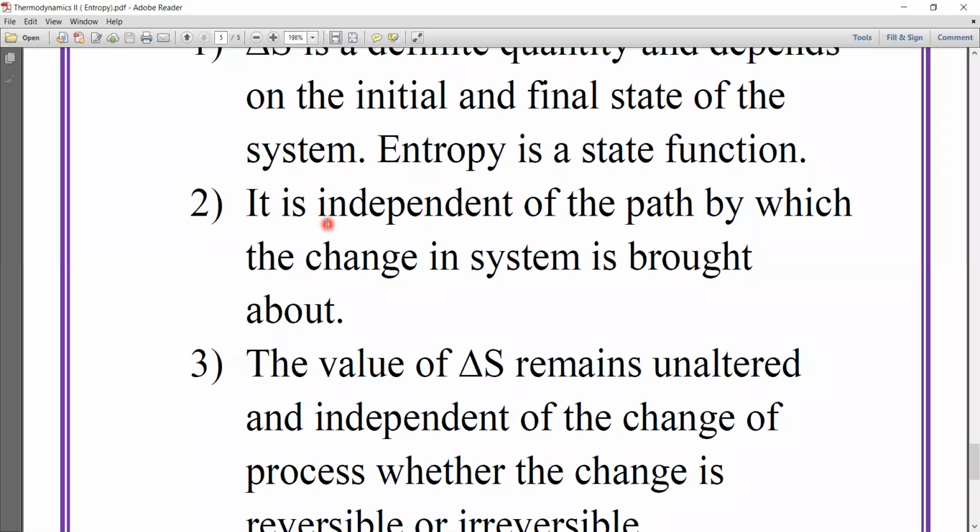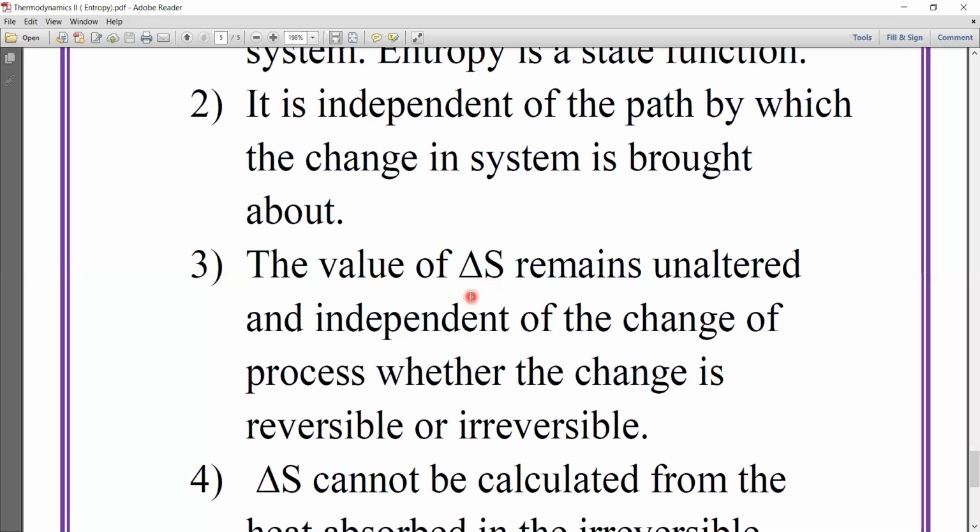Second, it is independent of the path by which the change in system is brought about. So entropy is independent of the path by which the change in system is brought about.